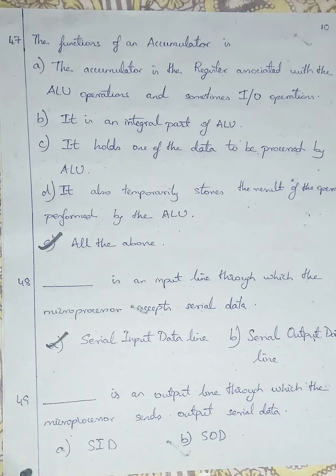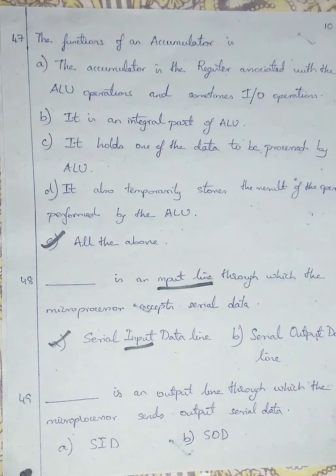Serial input data line is an input line. Serial input data line is a line through which microprocessor accepts the serial data. Whatever data you are giving as an input, the microprocessor accepts that input data only through the serial input data line.